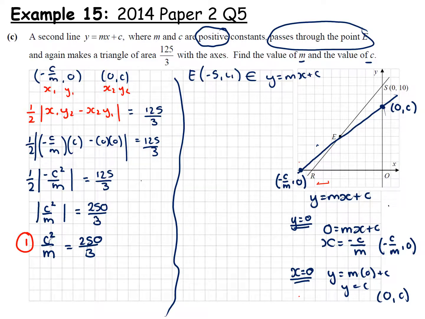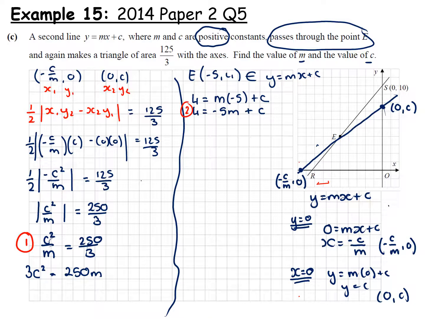So actually, we can sub that in. 4 equals m times x plus c. So 4 equals minus 5m plus c. So that actually becomes equation 2, and now we have simultaneous equations. Doesn't really matter which way you work. We might go back over here to equation 1. So c squared equals, well, we'll multiply this by 3, and that's 250m, and we can do a little bit of substitution.